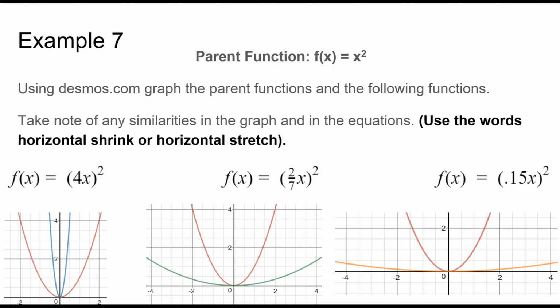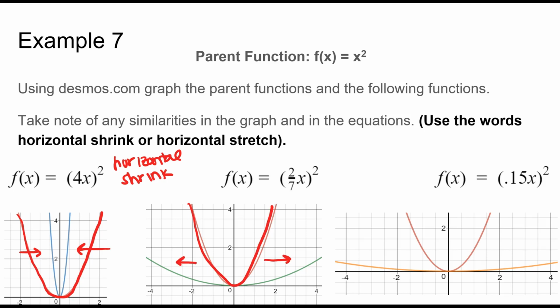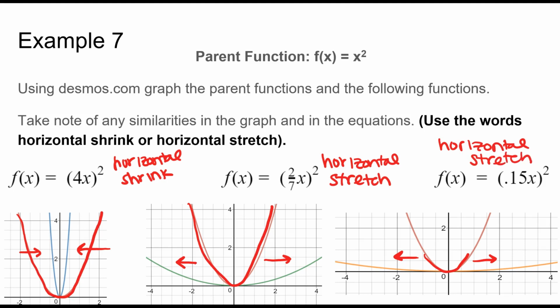All right, let's take a look here. So our parent function is in red, and this graph is being horizontally pushed in. This is a horizontal shrink. Now you need to make sure you use the word horizontal. Don't just write the word shrink, because we've got vertical shrinks, and this is actually a vertical stretch. So we've got our red function. This is horizontally pushing out. It is a horizontal stretch. And here it's gotten much wider. This is also a horizontal stretch. So again, you can't just write the word stretch because we have the word vertical.